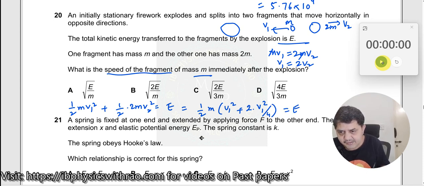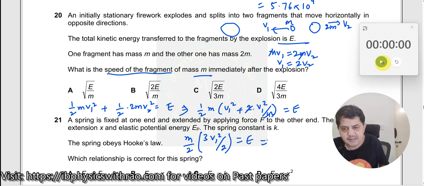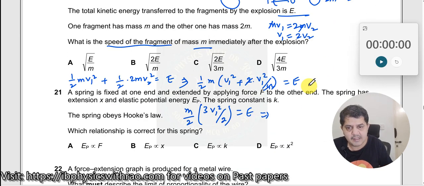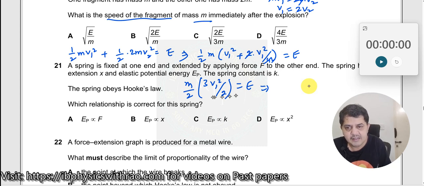So when I do this, what do I get here? This implies, we'll multiply this by 2. So I'll get v1 square plus v1 square by 2, which will be 3v1 square by 2, and this will be m by 2 into so much is equal to E. In other words, I can now write this as 3m v1 square divided by 4 is equal to E.